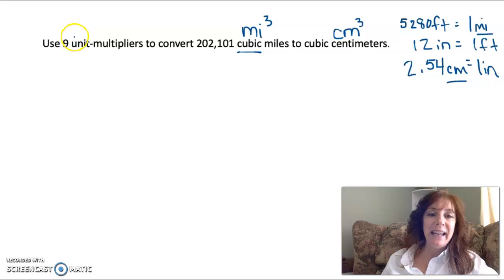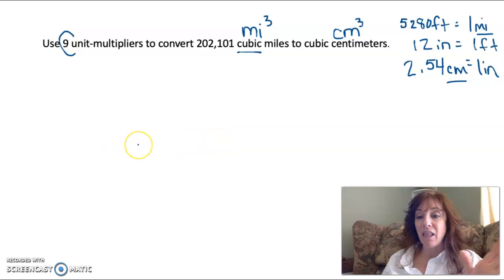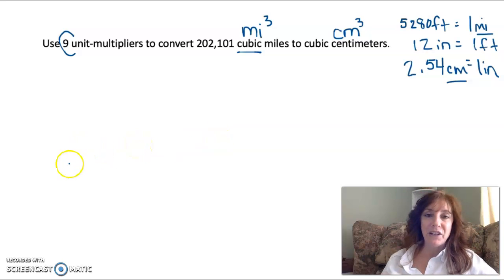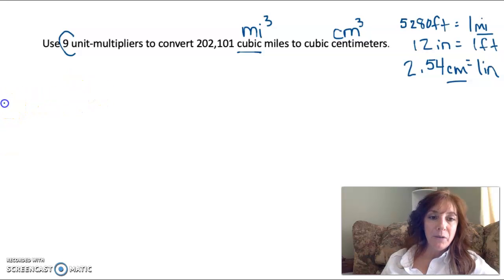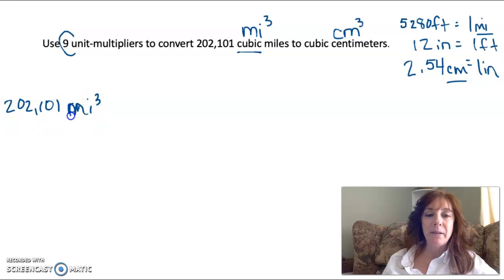They gave me a hint that I'm going to need 9 unit multipliers. That's a lot. I'm going to have to make a long list of fractions. So this will take a minute. I begin with my first number that they give me. Miles cubed. That's 3 of them. That's my given. That's the same as miles times miles times miles.